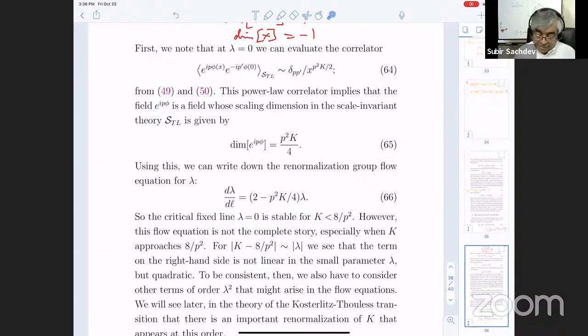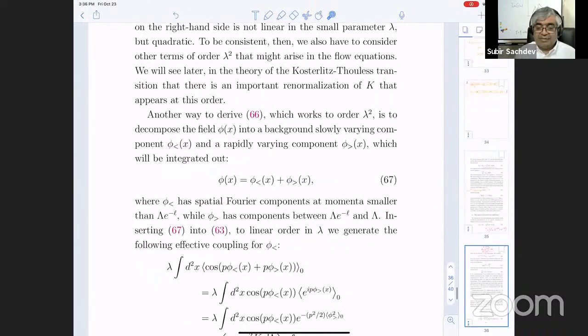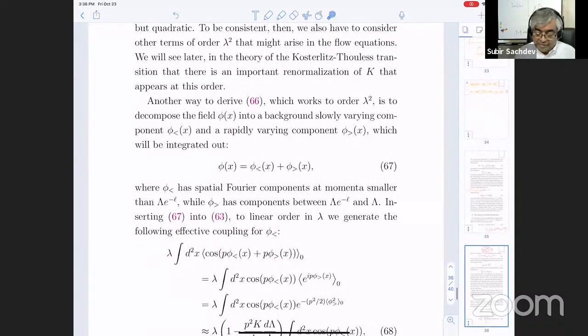And now there's another way of deriving it, and I have actually given in these notes a totally self-contained way of doing it. Even if you haven't met RG before, this is one of the simplest ways to understand RG. So the idea here: you take a phi of x and decompose it into phi lesser and phi greater, where phi lesser has Fourier components smaller than some cutoff lambda e to the minus L, and phi greater has components between lambda e to the minus L and lambda. So e to the minus L will be very close to 1, so L is very close to 0. And then what you do is you integrate out all the phi greater.